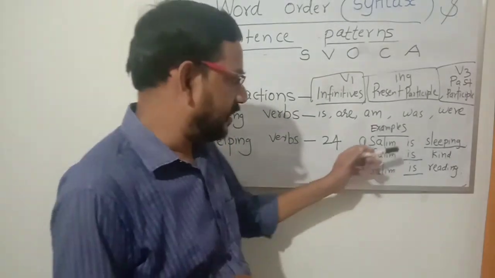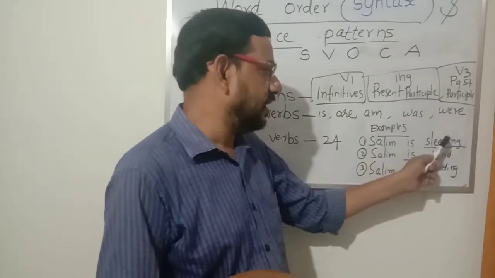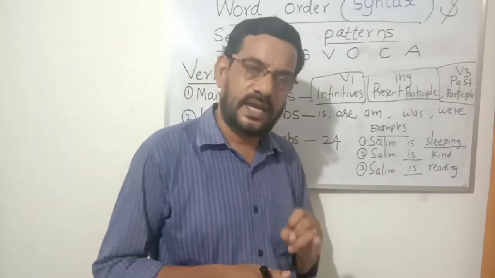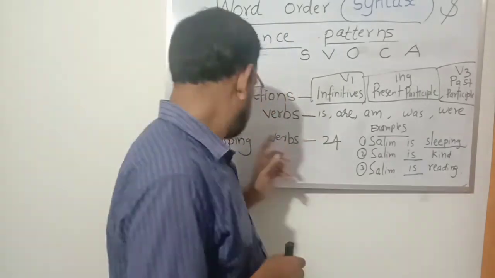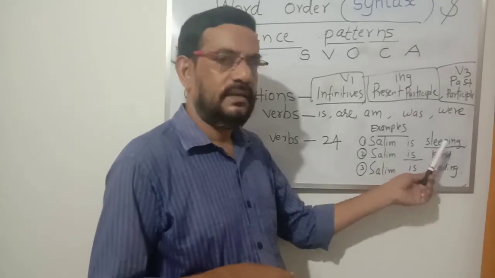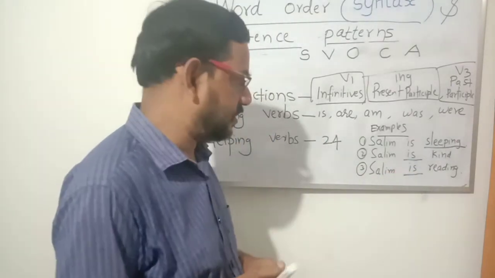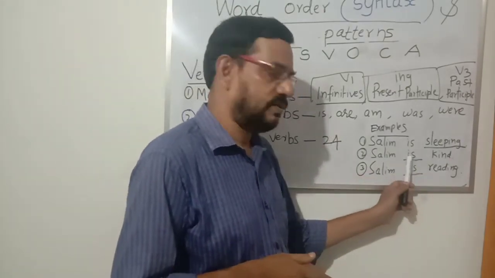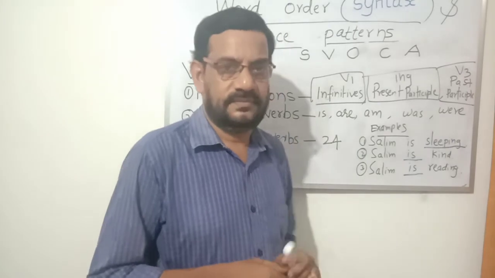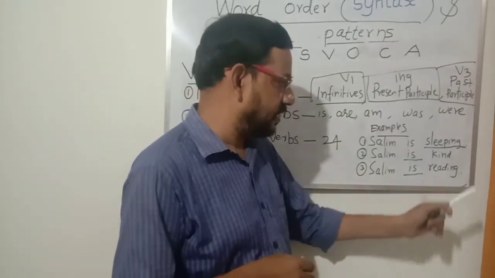Okay, now we can examine these sentences. Salim is sleeping. I have underlined sleeping. What type of verb is it? Whether it is an action verb, a linking verb, or a helping verb. Sleeping is an action, so that is an action verb, isn't it? Salim is kind. Is is used to link Salim and kind. So it is a linking verb.